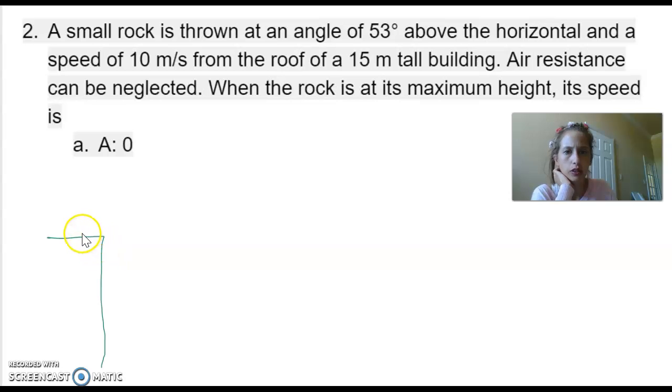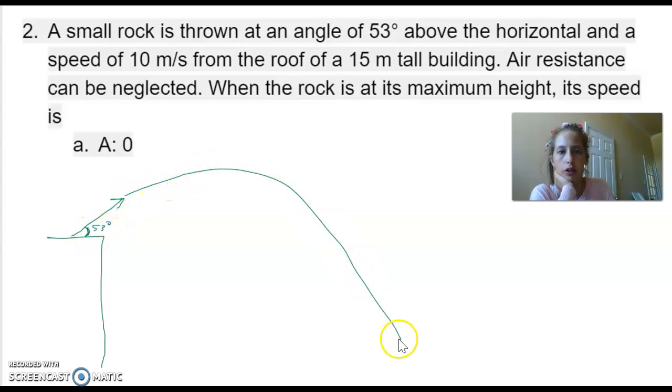above the horizontal. Wait, that's not right. 53 degrees. And then we go woo, and then we go here. 10 meters per second.